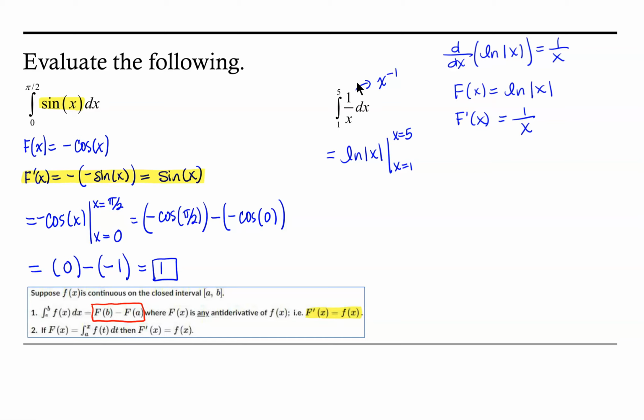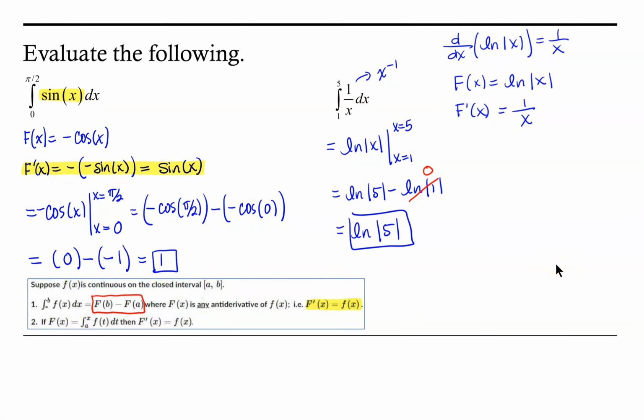And then evaluating this, we start with our upper limit. So we will have the natural log of the absolute value of 5 minus the natural log of the absolute value of 1. Now we know that the natural log of the absolute value of 1 is 0. So the value of this definite integral is the natural log of 5. I hope you find this helpful.